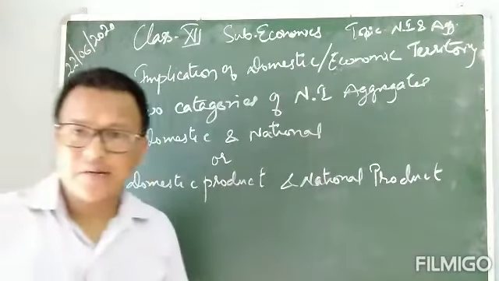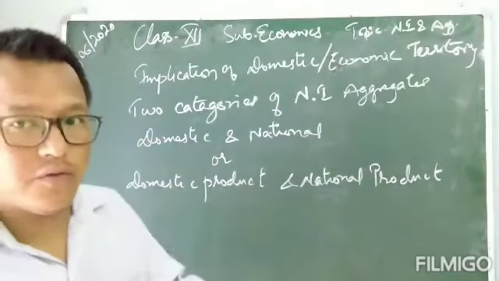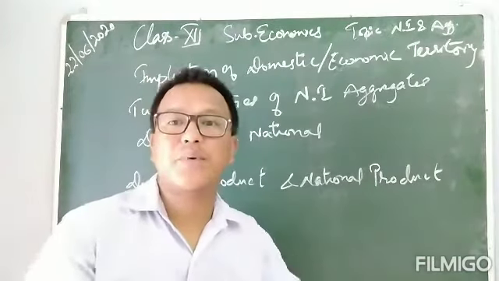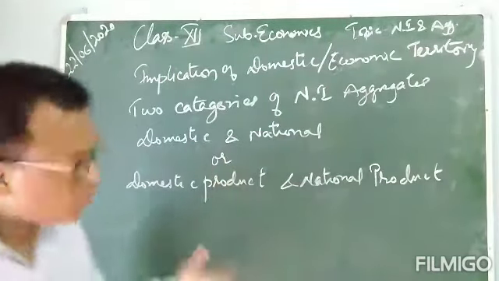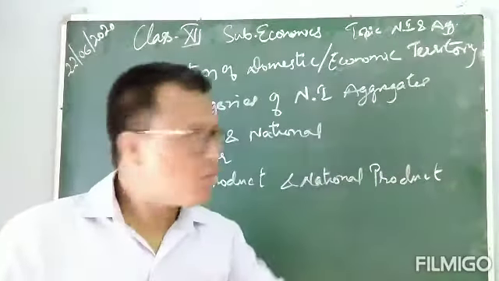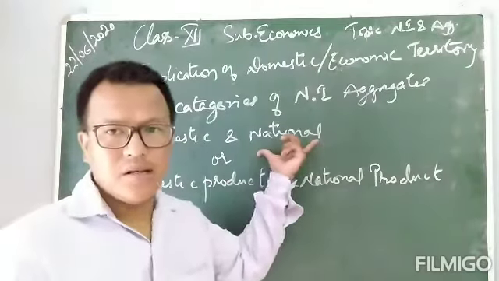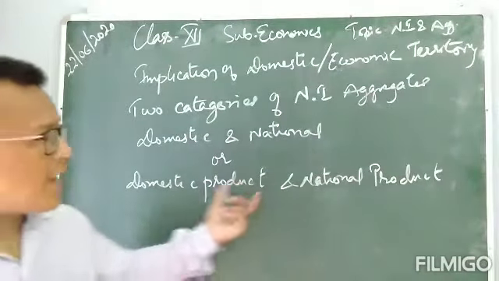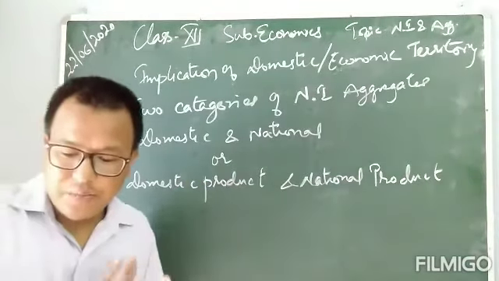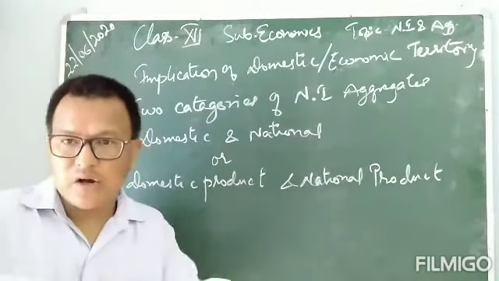National income and related aggregates are basically measures of production activity. These measure the production activity. Therefore, there are two categories of national income aggregates. One is domestic and the other national, or we can say domestic product and national product. Domestic product is the production activity of the production units located within the economic territory.